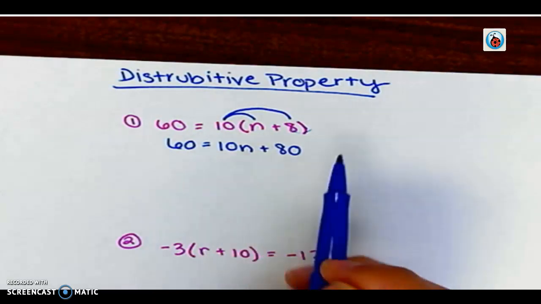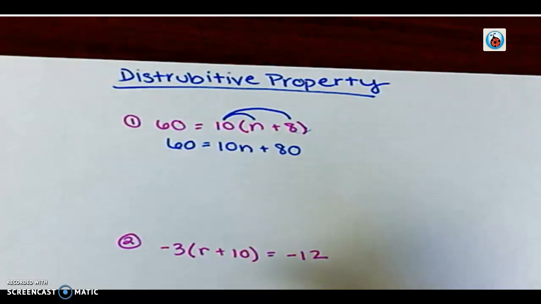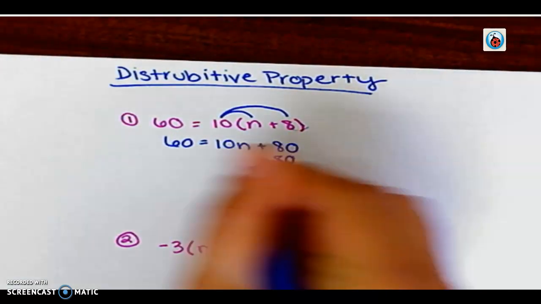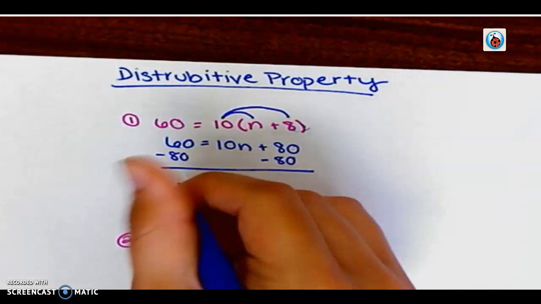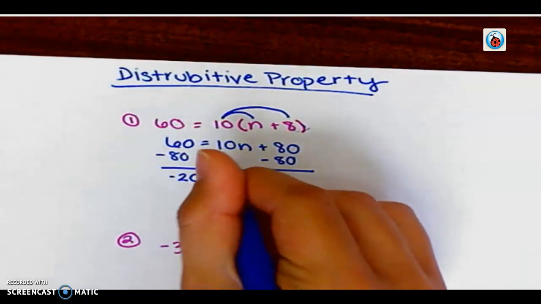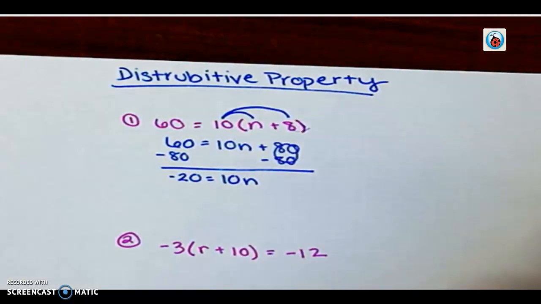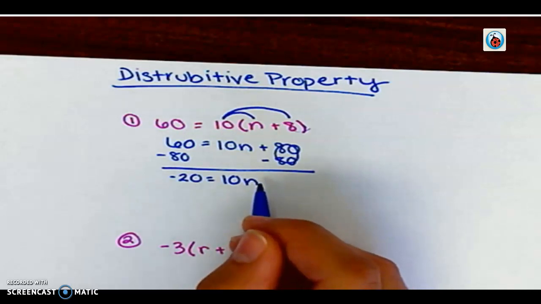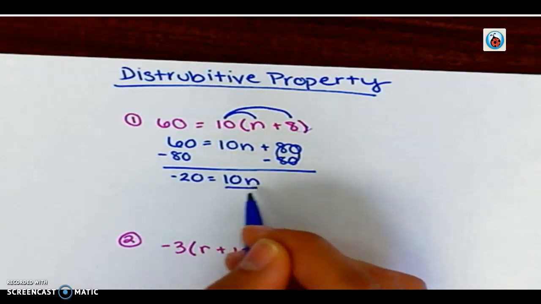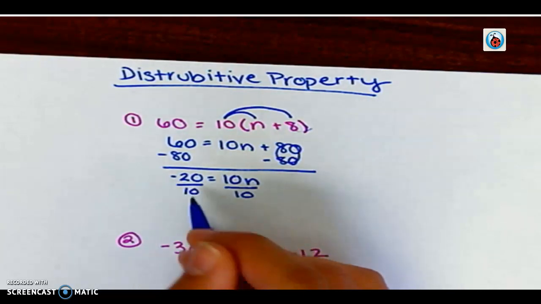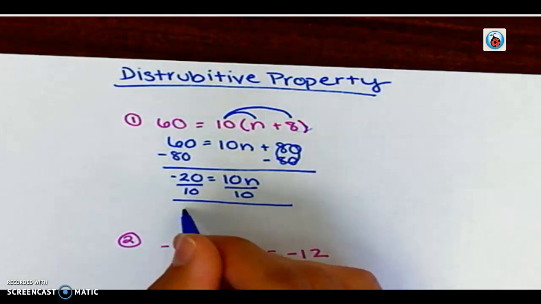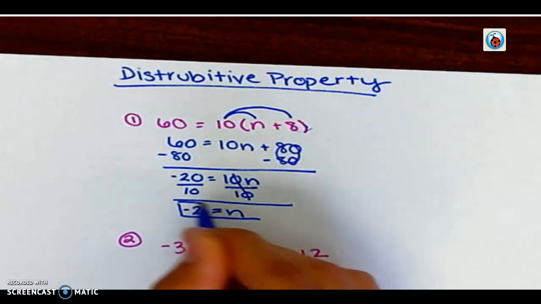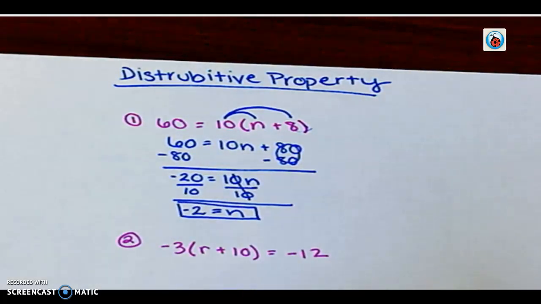And now this is a two-step equation that we are just going to solve like we solved the problems yesterday. So I'll start by subtracting 80 from both sides. That gives me negative 20 equals 10n. That became 0. And then 10 times n, I want to do the opposite so that I can get n by itself. So I'm going to divide by 10 on both sides, leaving me with negative 2 equals n. And that would be my final answer for that problem.